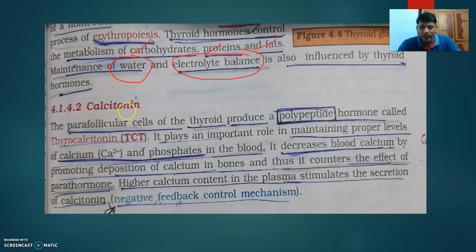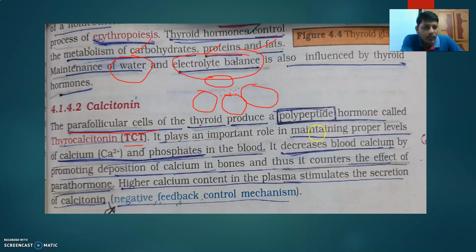Next one is calcitonin. The parafollicular cells of the thyroid produce a polypeptide hormone. What are parafollicular cells? For example, this is one thyroid follicle, this is another follicle. Here there are some cells, and these are called parafollicular cells. They produce a polypeptide hormone called thyrocalcitonin, abbreviated as TCT.